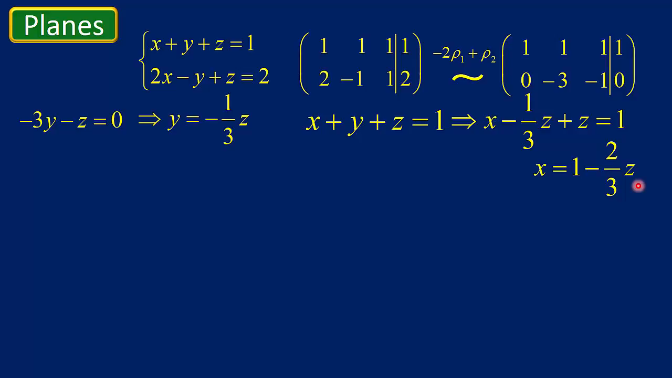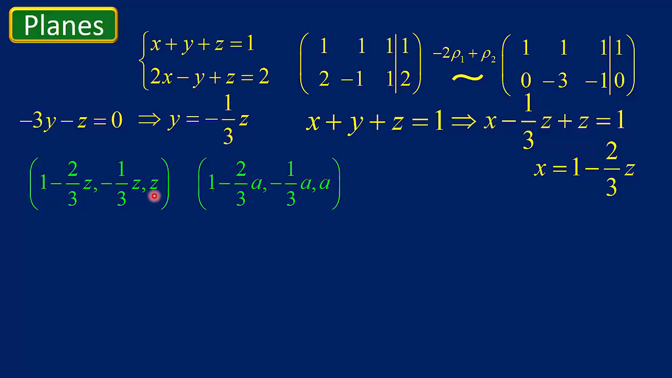So let's look at what our solution would be. X is 1 minus 2/3 z, y is -1/3 z, and of course z is z. Now we could say, well, let z equal a. And then we would have a solution that looks like this. But here's the thing. These two planes don't intersect in just a unique point. They intersect in a line. These two planes come together, and there's a line formed where they intersect.